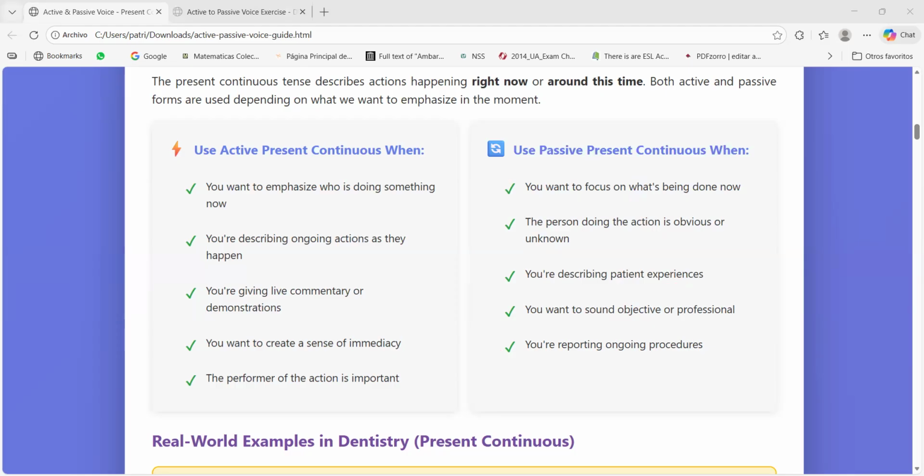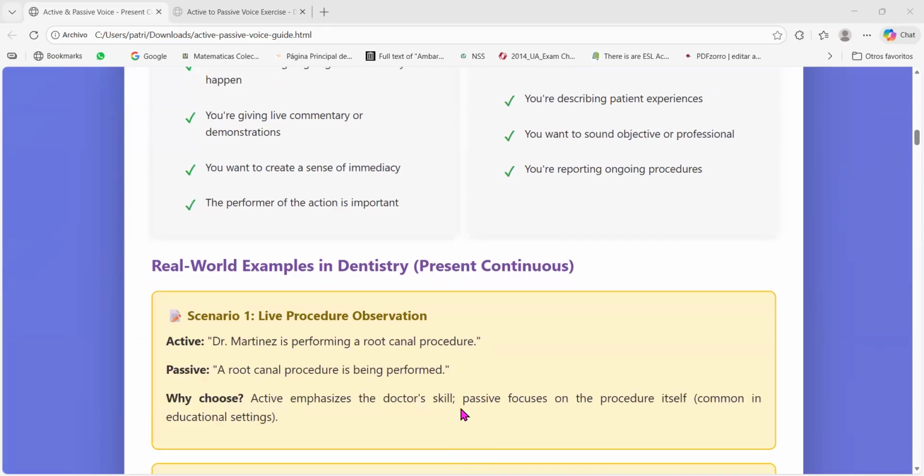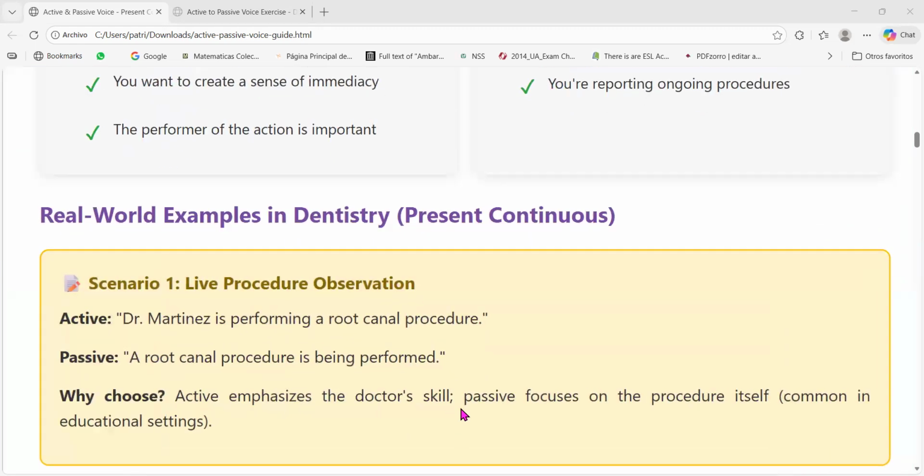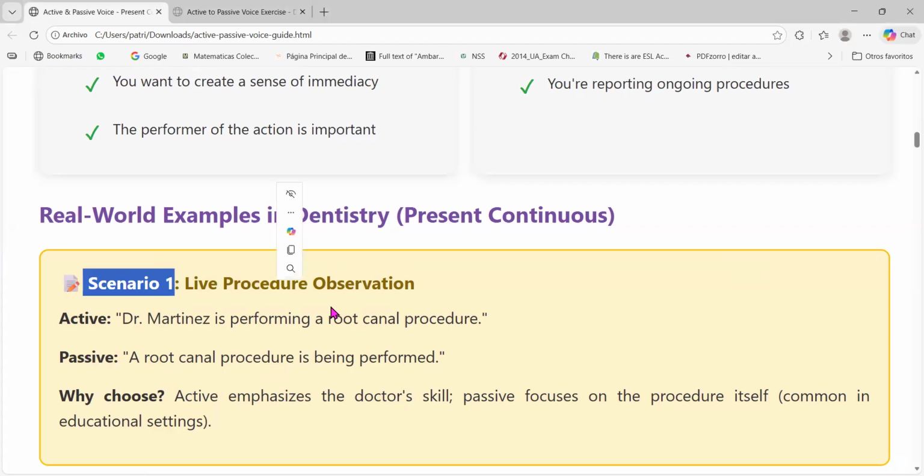No, teacher. Okay, now we observe real world examples. So, different scenarios. Here we go. First scenario. You're dental students. Dental context. My dear Frida Elizabeth, could you read scenario one?